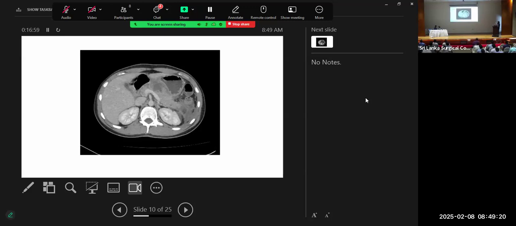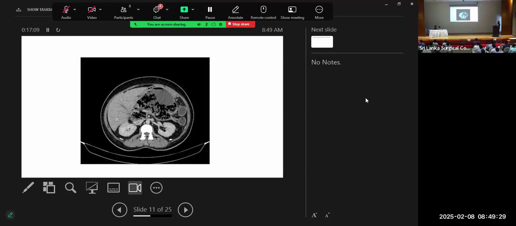And this one also, you can see another one, and also some peripancreatic fluid collections close to the tail. This is the other one he mentioned. This patient also has necrosis, and you can see a lot of gas. That indicates it's an infected pancreatic necrosis.